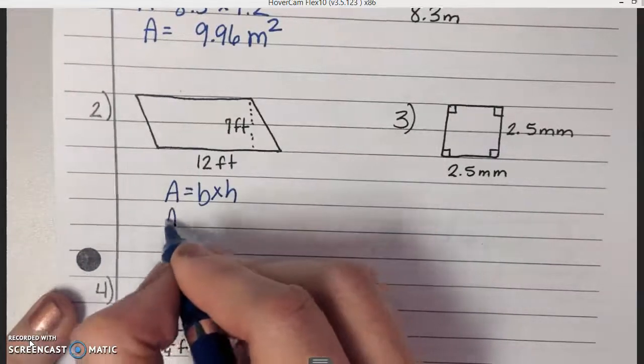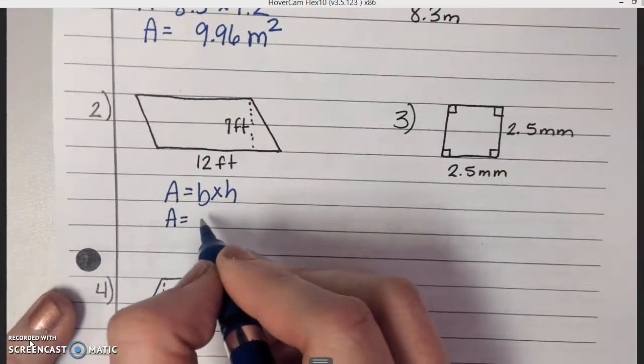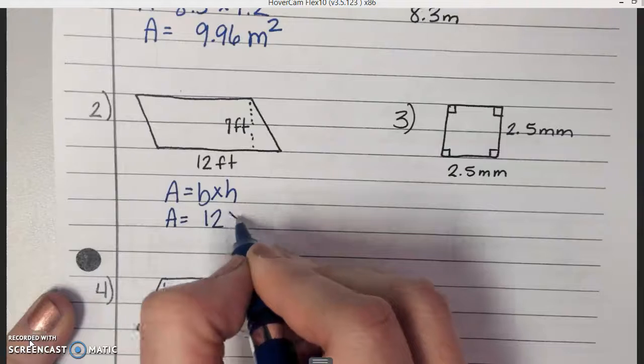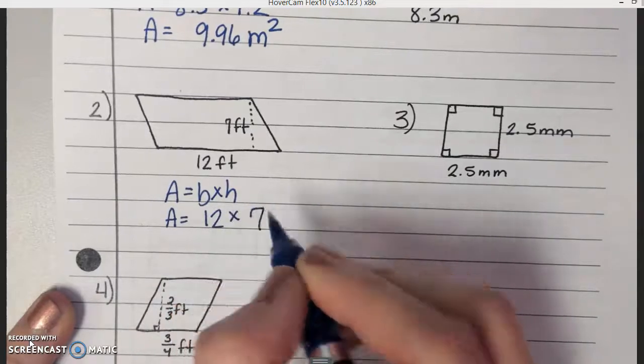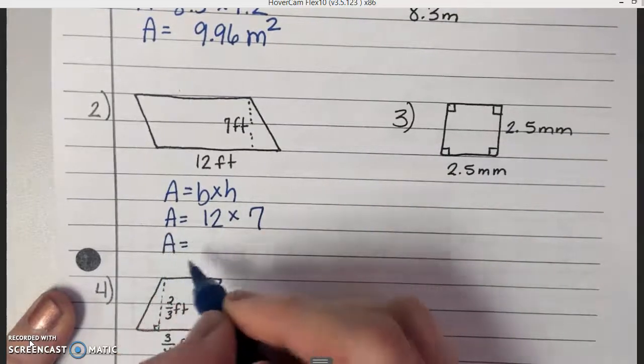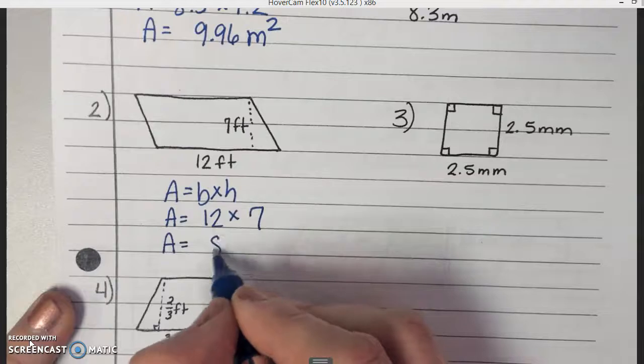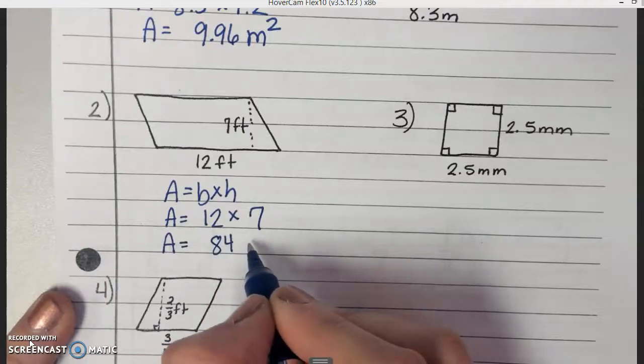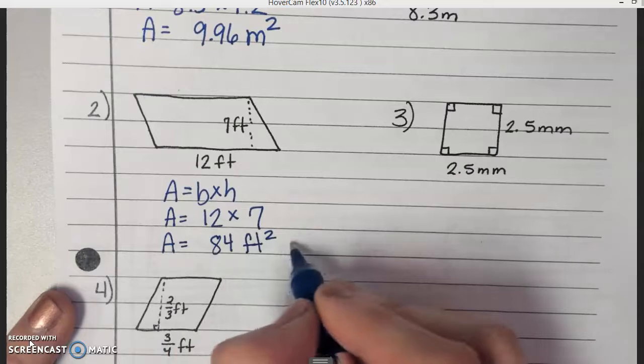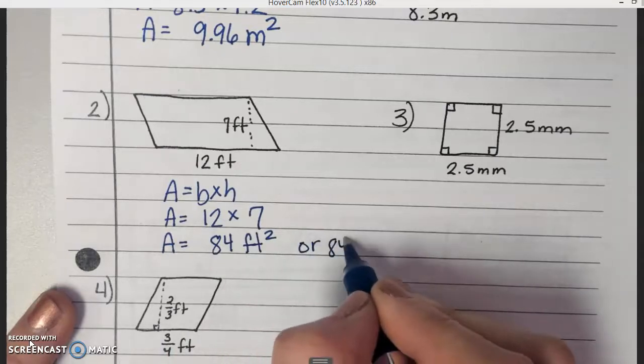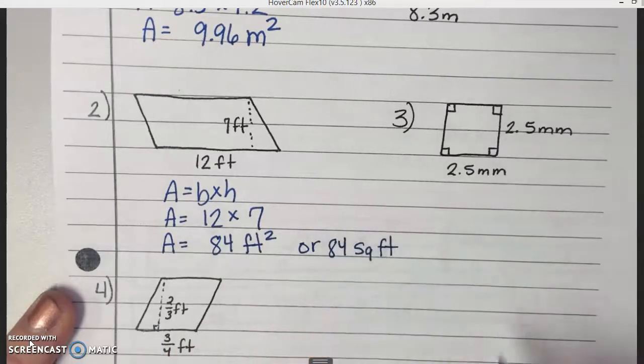So we're saying area equals, what's my base? 12 times, what's my height? 7. What's 12 times 7? 84. And my units would be? Square feet. Or feet squared. You could write it like that, or you could say square feet like this. Either one's okay.